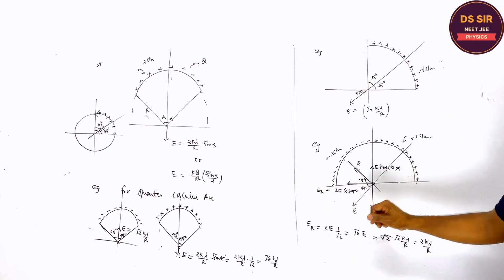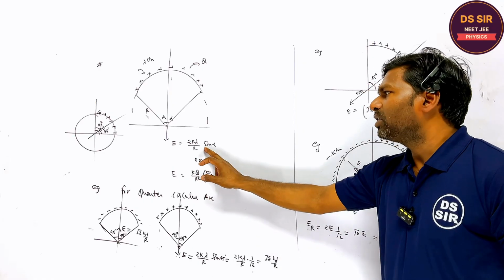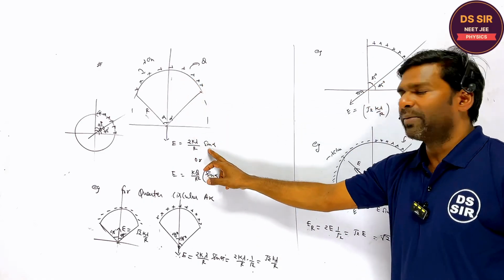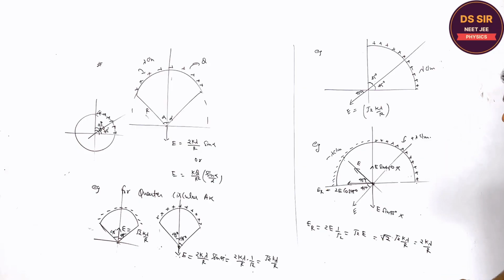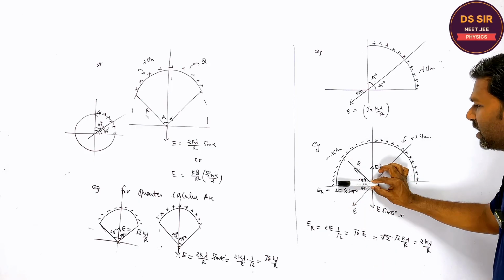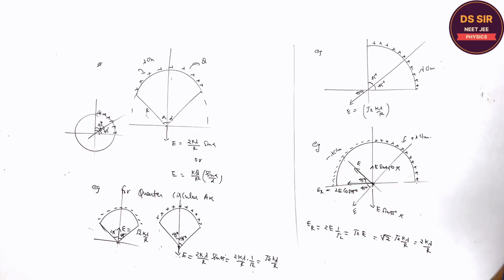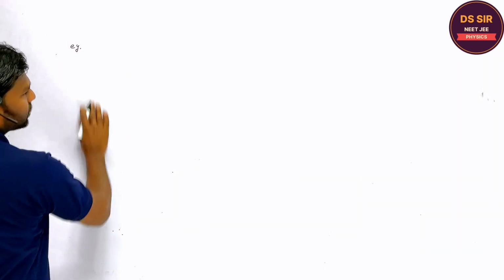So with the help of this formula, you can use it when the linear charge density lambda is given. If the Q is given, you can use this, right? So you can find the net electric field in this case. Copy this. For example, one more illustration we can do.